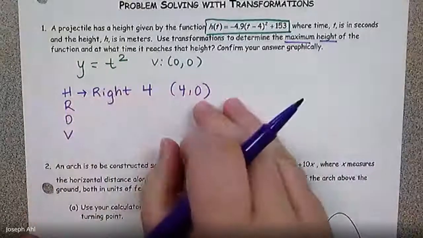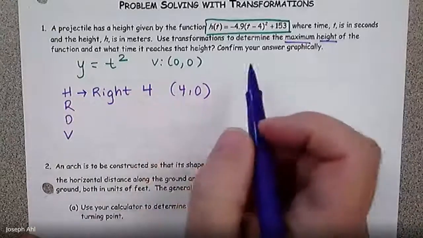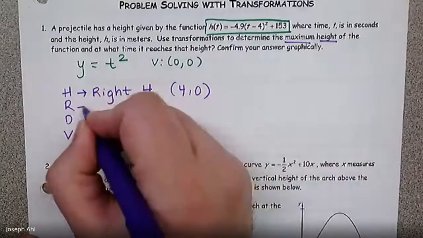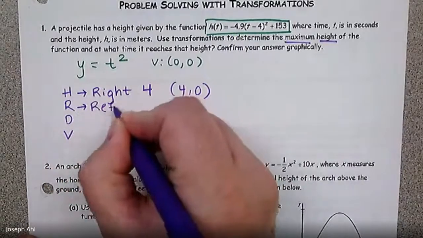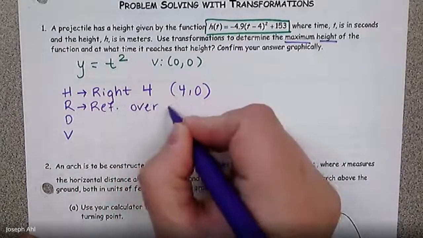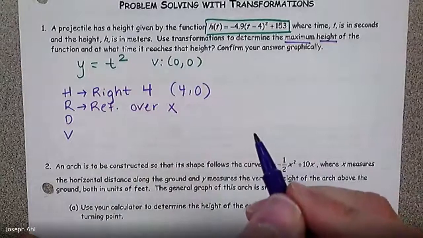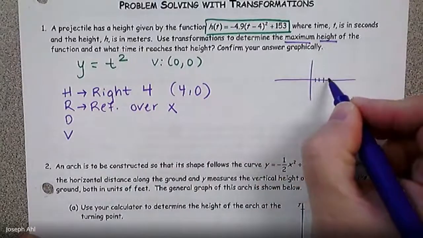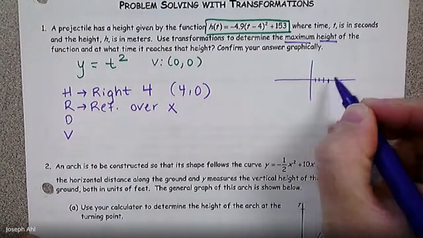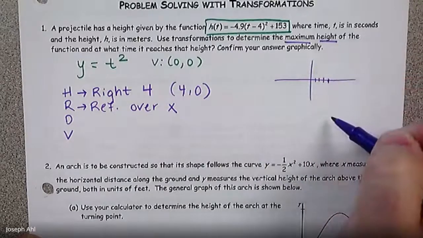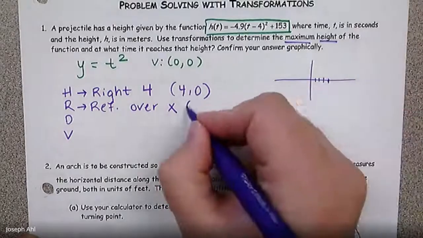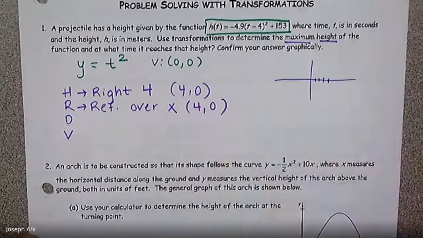Now that I've moved to the right 4 units, is there any reflection happening? As soon as I see a negative, I know that we're reflecting. So this graph will reflect over the x-axis. Think about that point at (4, 0) currently. If I flip the whole graph over the x-axis, is this coordinate going to change at all? Well, since it's on the x-axis, that point actually stays in place. (4, 0) is still (4, 0).